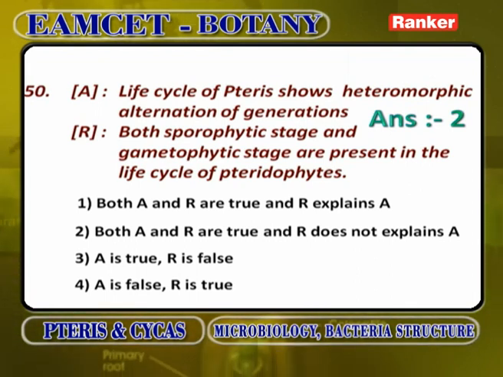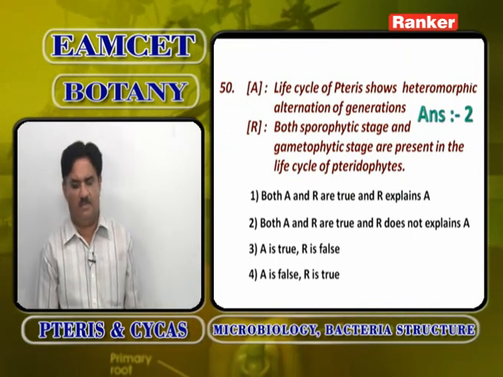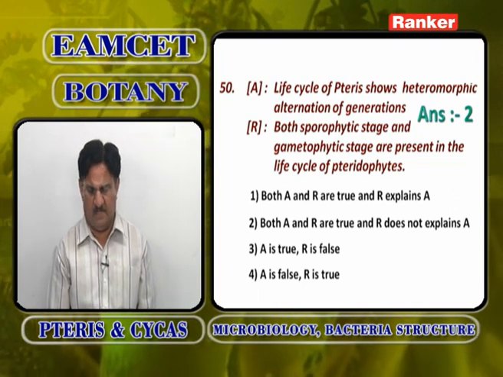Why? Because heteromorphic alternation of generations means sporophyte and gametophyte are entirely different structurally, functionally, physically, physiologically, in all aspects, but they perfectly alternate with each other. That is called heteromorphic alternation of generation. So, here A is correct, R is correct, but R is not the correct explanation of A. So, definitely the answer will be both A and R are true. R does not explain A. Second option.